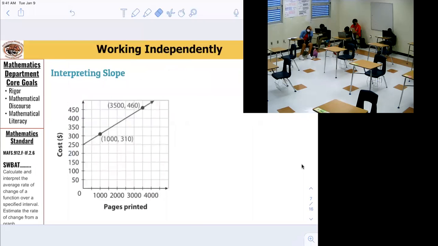So let's do another one. So this time I don't have the words of this scenario, so we're just using the graph to figure out what it's telling us. So the first thing I want you to do is figure out the slope, figure out the rise over run, calculate. You can either use rise over run or you can use the formula, and then tell me what it means. So what are the units and what does that mean about this situation? I'll give you about 3 minutes.